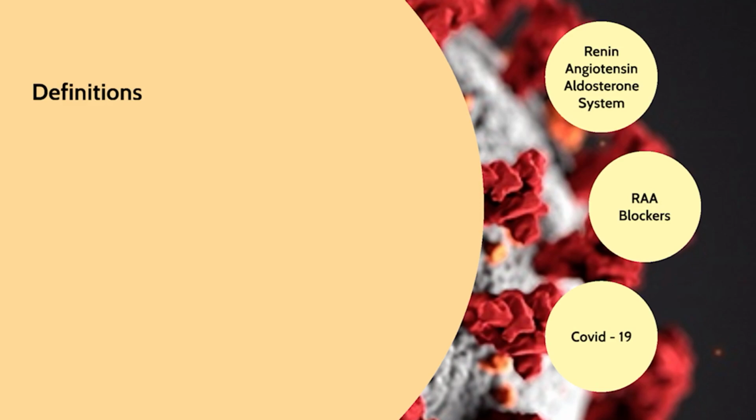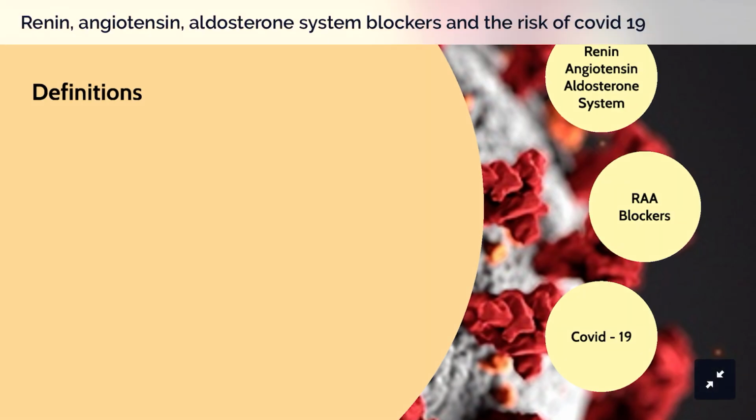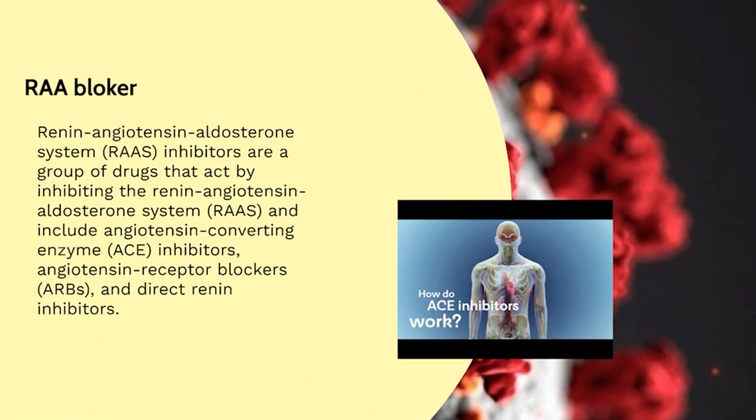Now, to define what the renin, angiotensin, and aldosterone system blockers, also called inhibitors, are. Renin, angiotensin, aldosterone system inhibitors are a group of drugs that act by inhibiting the renin, angiotensin, aldosterone system and include the angiotensin converting enzyme, ACE, previously mentioned in the video. These also include the angiotensin receptor blockers, the ARBs, and direct renin inhibitors. Here we're going to watch a video about how ACE inhibitors work.